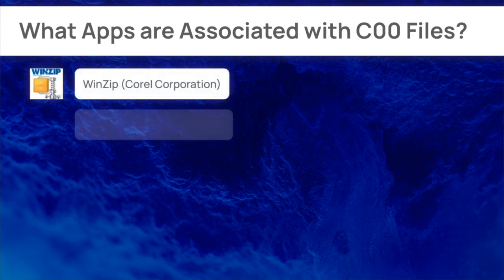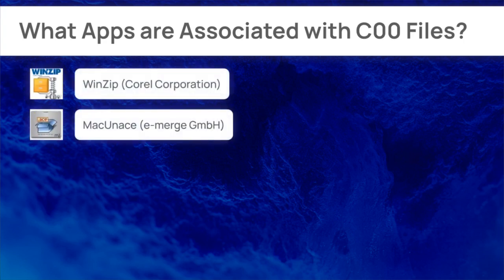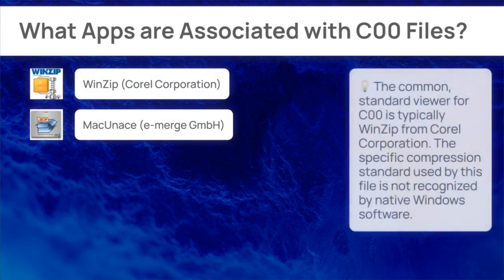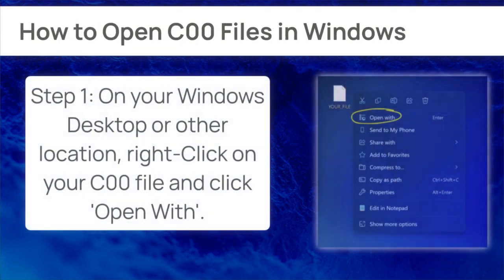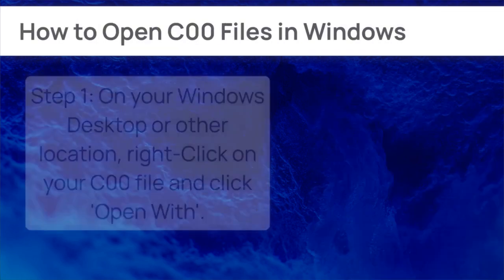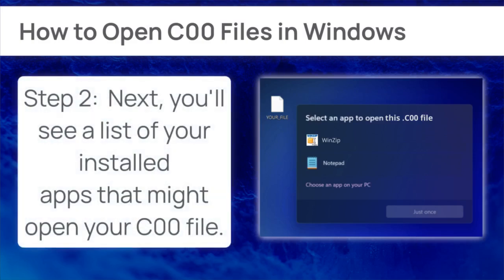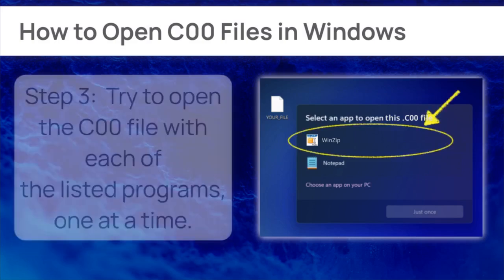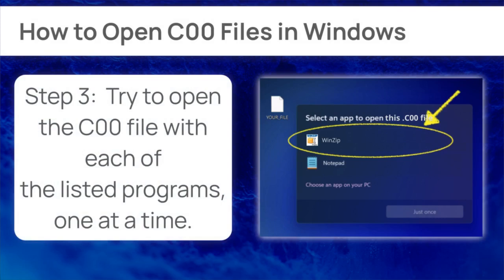The reliable first choice for the C00 file type is WinZip, developed by Corel Corporation. Windows cannot fully extract this archive type, requiring dedicated extraction software. Windows may show limited details, so full access depends on extraction software. We are performing a foundational software check. Right-click your C00 file and choose Open With. Test with WinZip first. If it's missing, select another program. It's often a simple software fix.